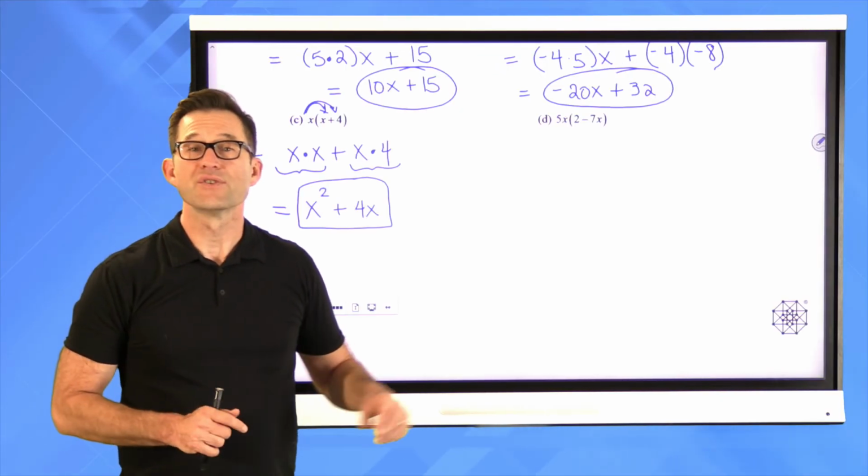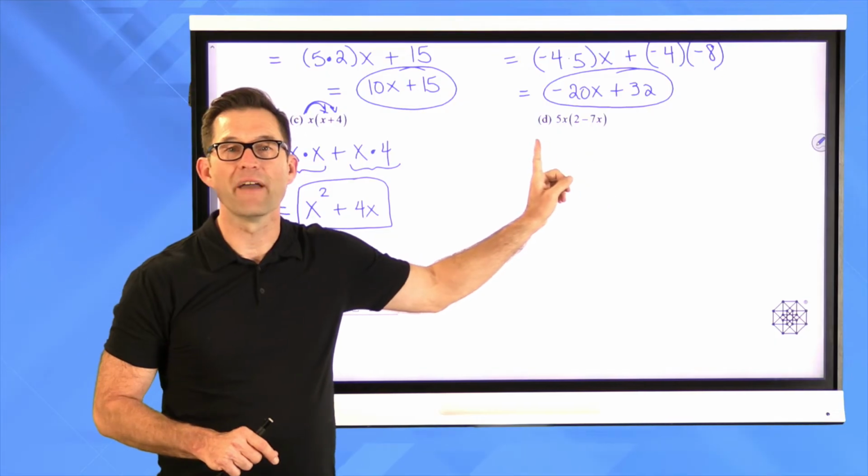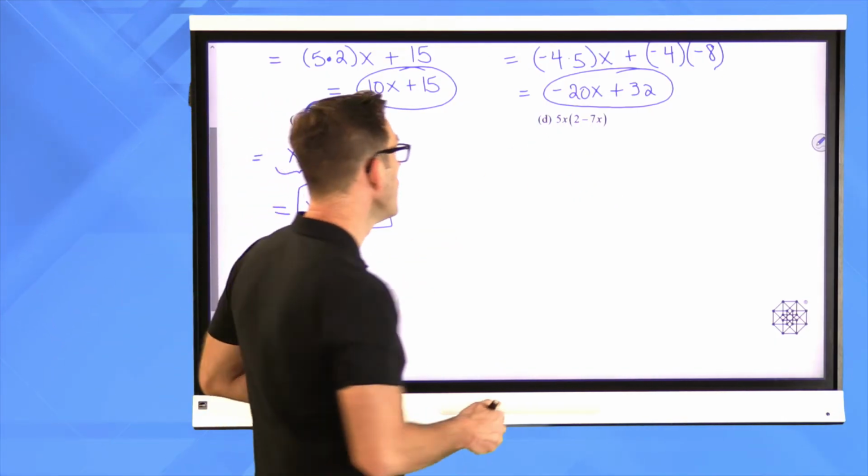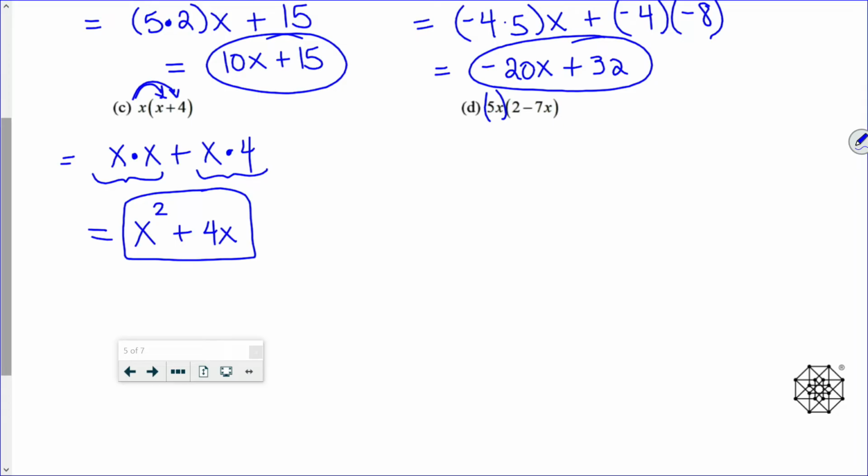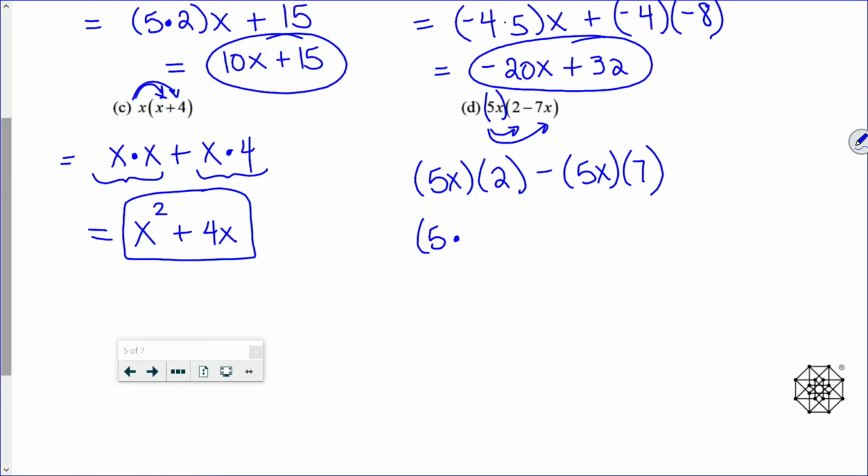All right, let's do it. So now we're multiplying everything in this parentheses by 5 times x. And if it helps, you can put a parentheses around the 5x. We're going to distribute that through. So we're going to have 5x times 2 minus 5x times 7. And again, I can rearrange the multiplication using the associative and commutative properties. And actually that's a 7x, I apologize for that. So that's 5 times 7 times x.